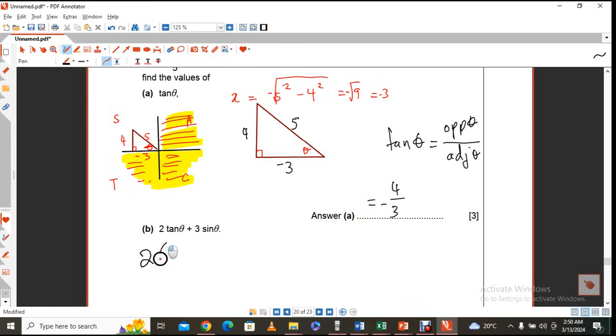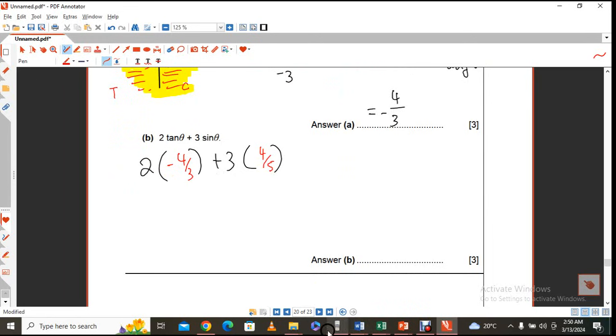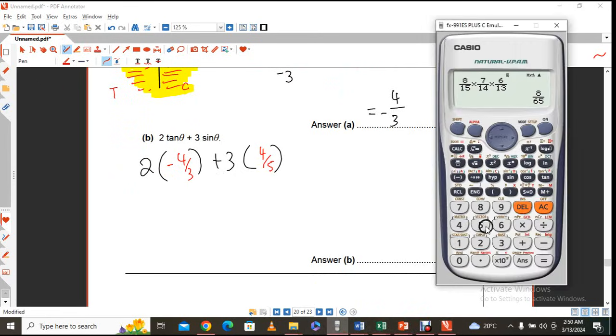So here you have 2 tan theta plus 3 sine theta. What do we know? We know that tan theta is negative 4 over 3. We know that sine theta, from the information we were given, is 4 over 5. So just go ahead and put 4 over 5 here. Now go ahead and punch that in the calculator, and then you get the value, and that value would be the answer to the question.